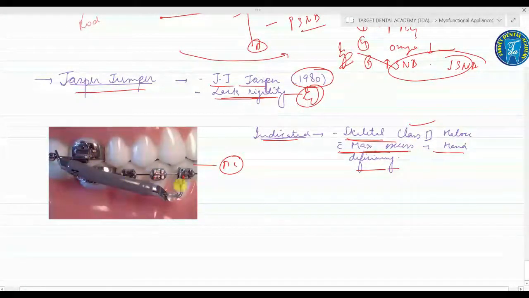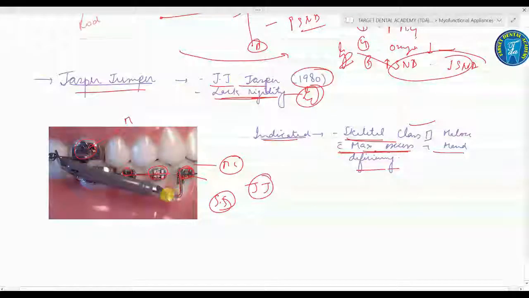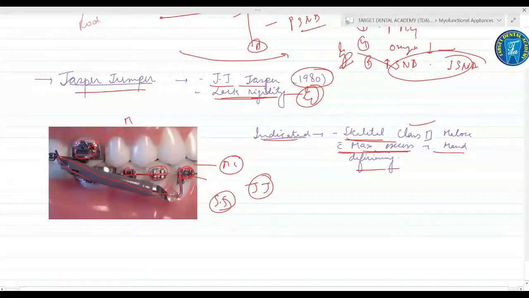this Jasper jumper is attached to the fixed appliances. These are the brackets, the fixed appliances in the upper and in the lower arch. In the upper arch there is the molar band, and in the lower arch there are the brackets. So the Jasper jumper is constructed of stainless steel, which attaches both to the upper as well as to the lower arch. Fine. So this is the module. The module is given an opaque polyurethane covering. Why? For the purpose of oral hygiene and comfort.